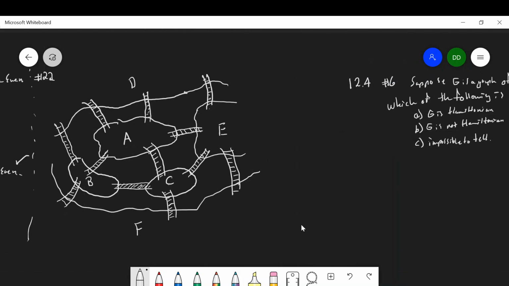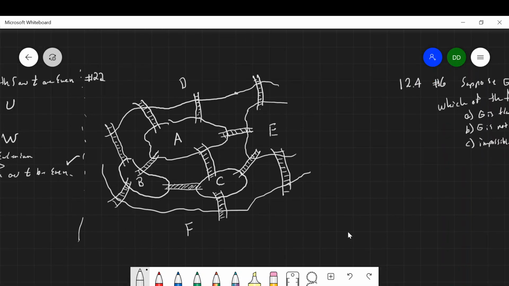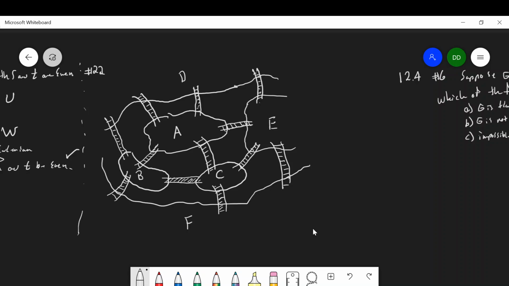All right, number 22, we're given, this looks a lot like the Bridges of Königsberg problem, but it's slightly different. Oh, maybe I should have drawn this. There's a river here, and then there's a river here. So we have these 1, 2, 3, 4, 5, 6 land masses with bridges connecting them. So it's a lot like Bridges of Königsberg.